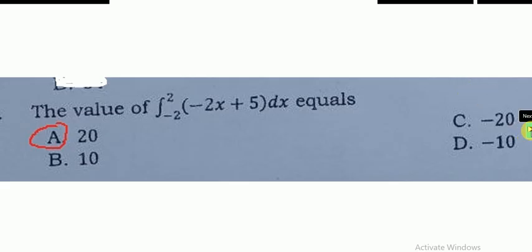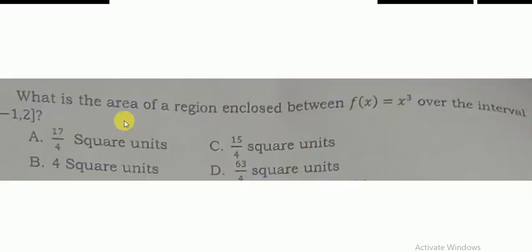Next problem, problem number 12. What is the area of the region enclosed between the function f of x equals x cubed over the interval [-1, 2]? The area of the region enclosed between the graph of x cubed and the x-axis from -1 up to 2. What's the area of such a region?